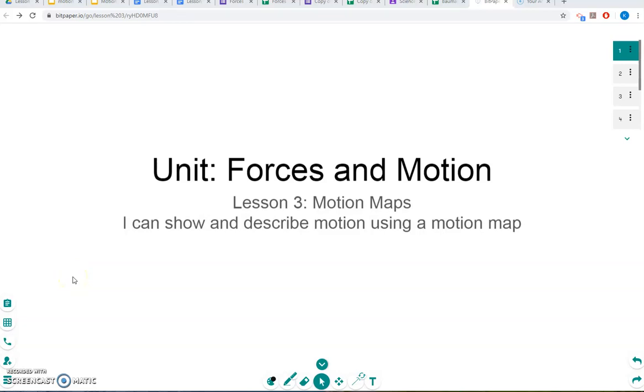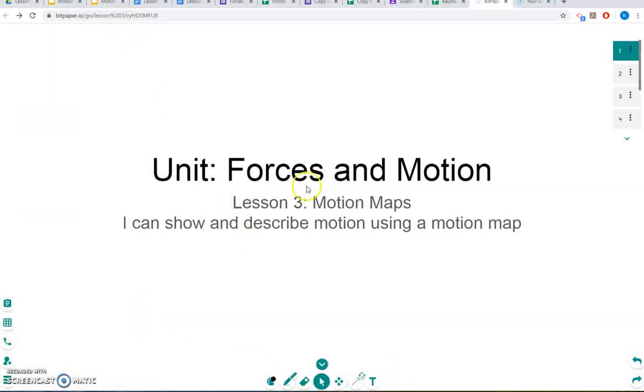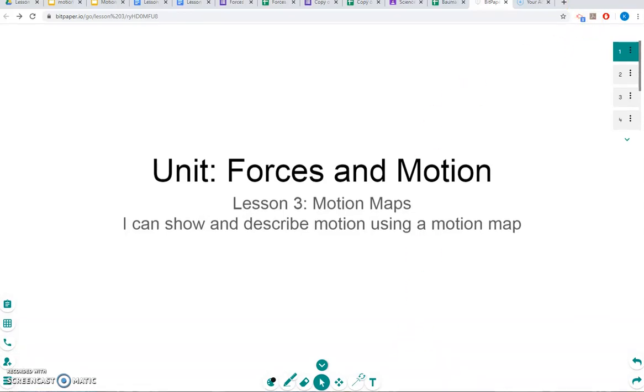Hi, welcome to Lesson 3. We are still doing a unit on forces in motion, so it's still important that we understand what those things are, but we're also going to be talking here about how to model motion, or how we show motion, how we can graph motion, and what we're going to be using today to do that is called a motion map. Okay, so we're going to be making something called a motion map today.